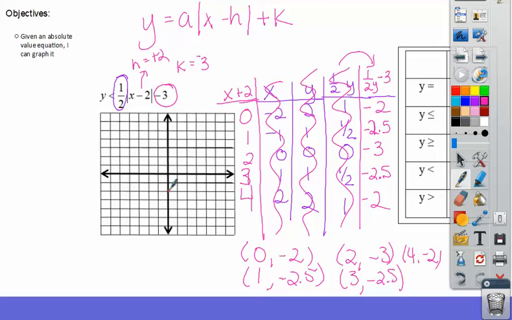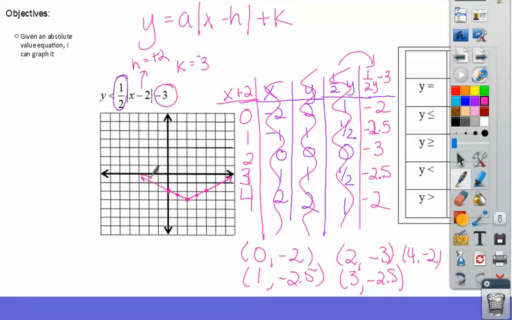0, negative 2. 1, negative 2.5. 2, negative 3. 4, negative 2.5. And then finally 5, 4. And there's my absolute value equation. So you guys, that's the table method.